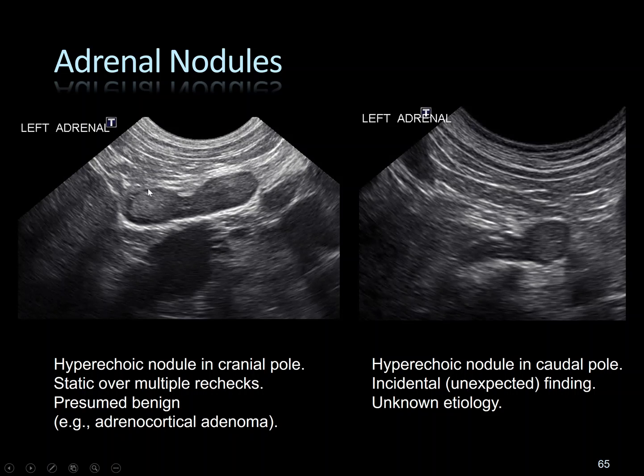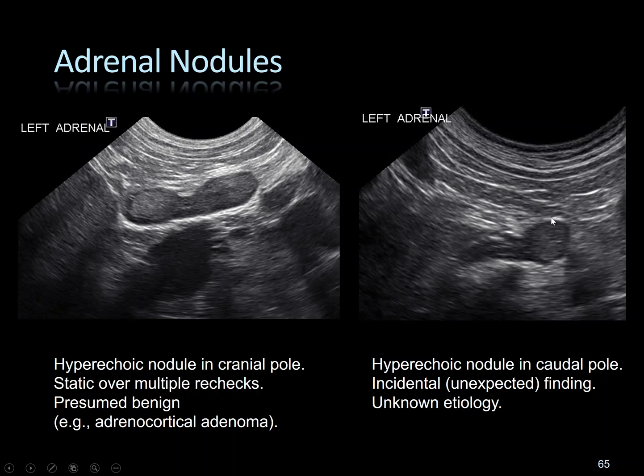We have a hyperechoic nodule in the cranial pole of the left adrenal gland. We weren't expecting it. The dog had no signs that would be associated with that. We rechecked it several times over the next number of months. It didn't change at all, so we presumed it was some sort of benign nodule, such as an adenoma.